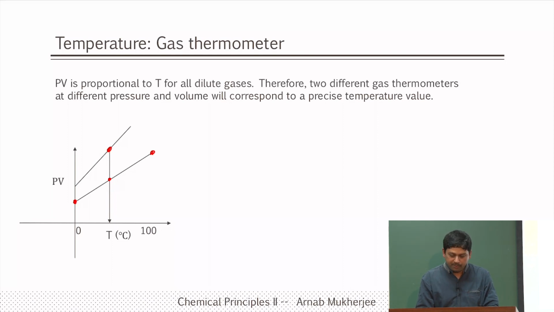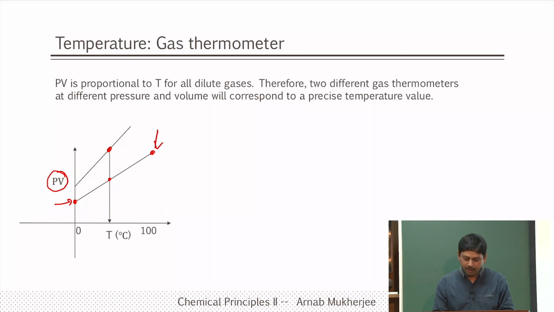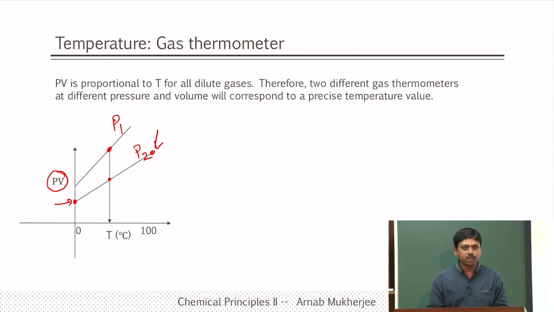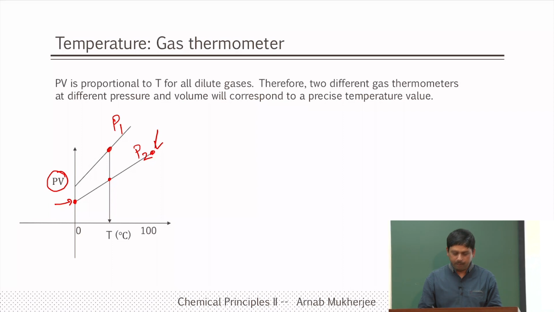So, we are defining temperature by the amount of PV at two different values, 0 degree and 100 degree. By the way, 0 degree and 100 degree is defined based on the value of PV, and these two lines are for two different pressures, P1 and P2. At two different pressures, both of them follow linear behavior for a dilute gas, and when you extend that to even lower temperature, lower than the temperature of the ice, then one can extend that to a value where PV will go to 0.